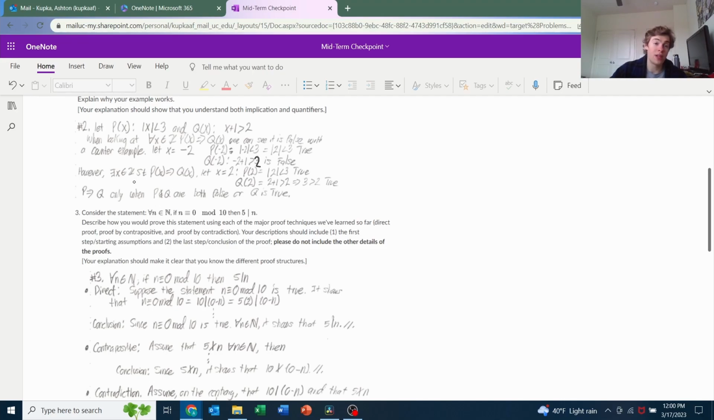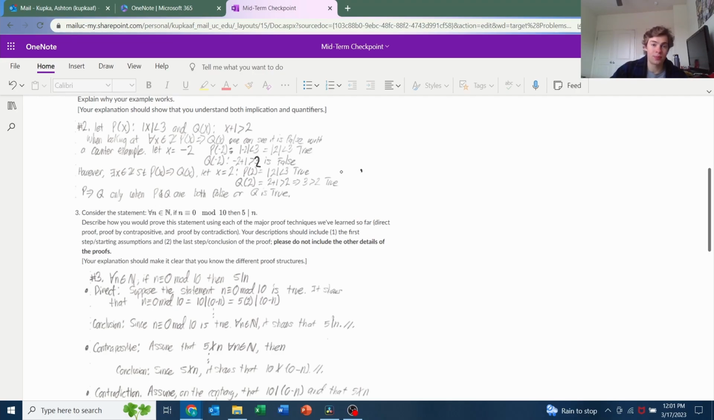Now, for looking up an example that there exists an x in the positive integers such that P of x implies Q of x, we can consider 2. So P of 2 is going to be the absolute value of 2, which is less than 3. This is true. There we go.